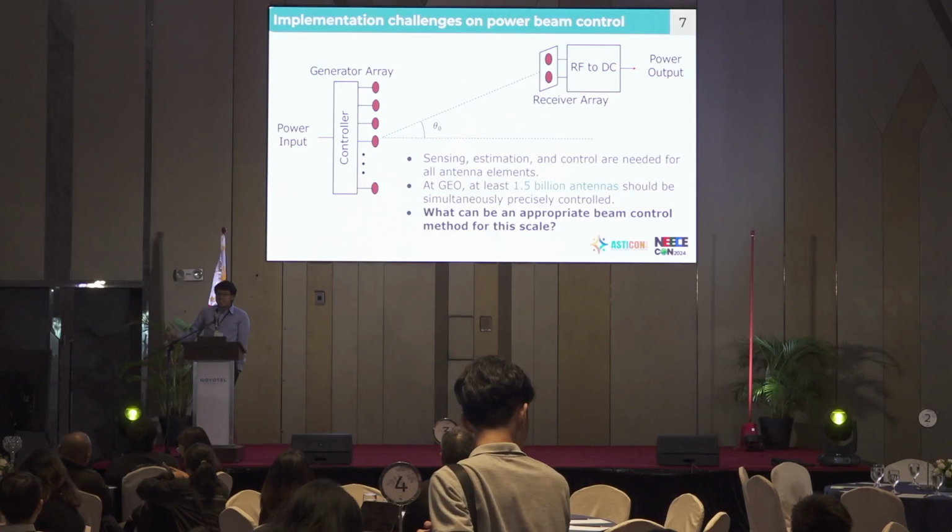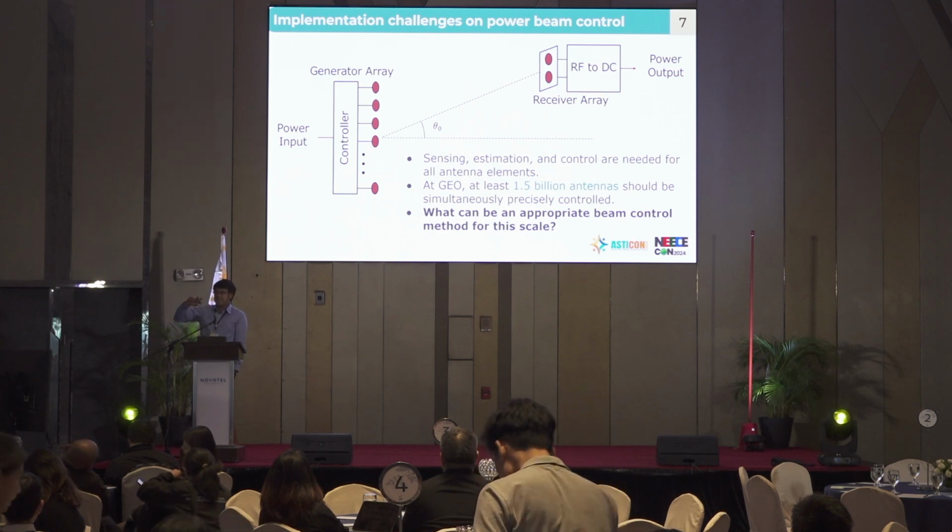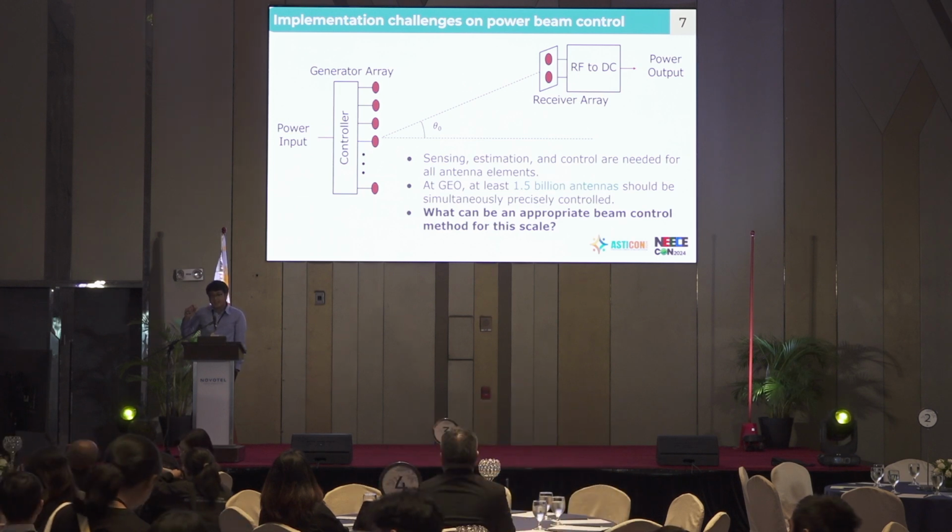The challenge of implementing this is that if you have a big antenna, you subdivide it into antenna elements. You have to control the amplitude and phase of each antenna element to focus power towards a specific area in the radiative near field zone. At geostationary orbit, that's at least 1.5 billion antennas. So what can be an appropriate beam control method for this scale?